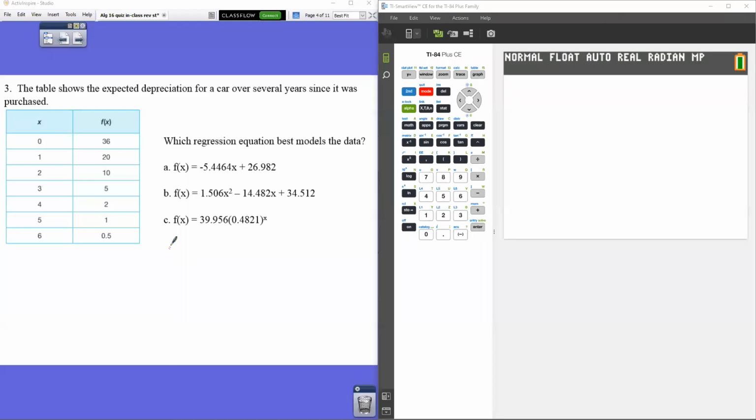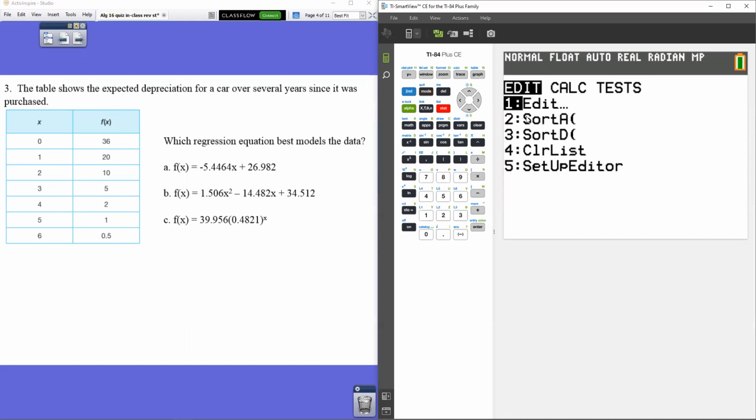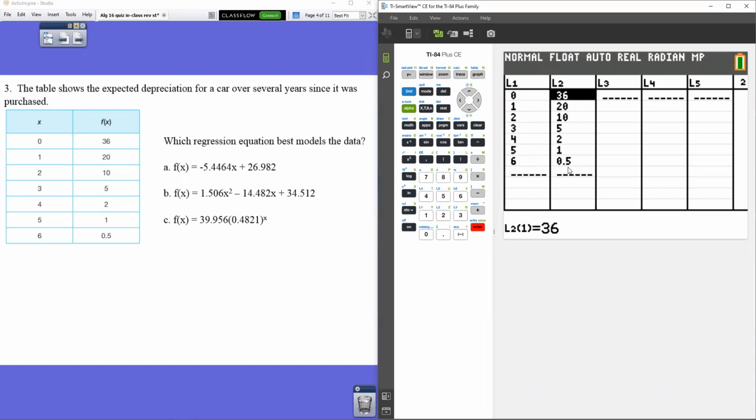In question number 3, you have a table for car depreciation. They want to know which regression equation best models the data. Well, what you want to do is, again, type in your numbers into your stat edit. All right, so I already did that, 0 through 6, 36 through 0.5. The one that best models the data has your R values closest to 1 or -1.